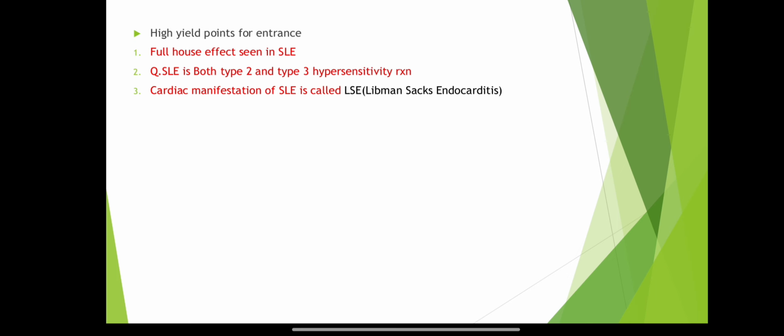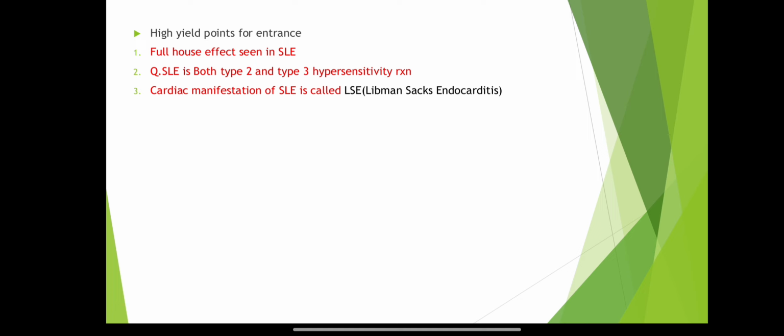Now another term that we have to know in systemic lupus erythematosus is the full house effect. The question will be asked: full house effect is seen in systemic lupus erythematosus. Why is it called the full house effect? Because it shows all types of immunoglobulins and the complement on electron microscopy.